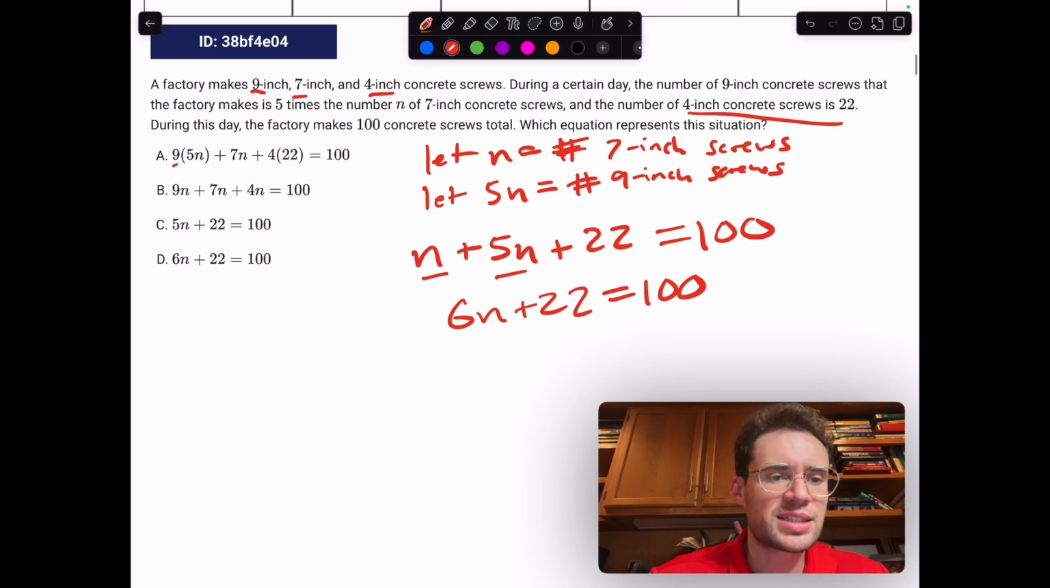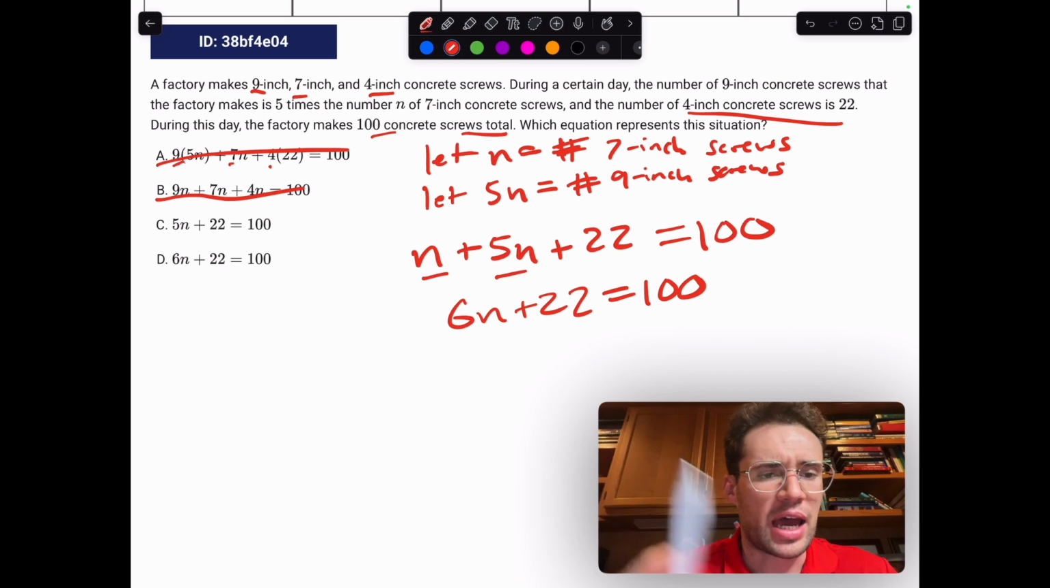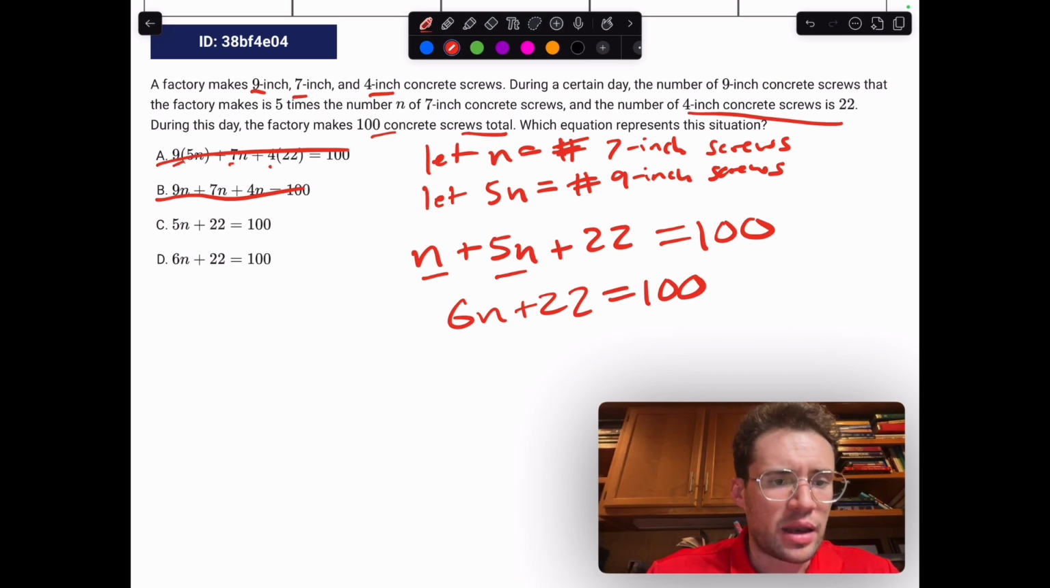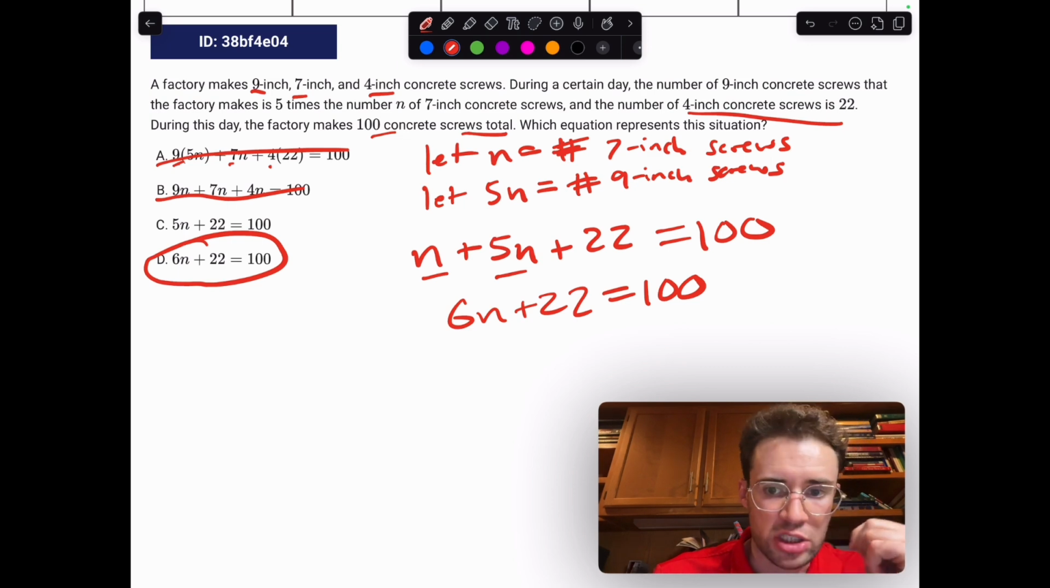Yeah, okay, this is multiplying it by 7 and 9 and 4. That would be if there were 100 total inches of screw, which would be a weird way for them to give you the information, but there are 100 screws, right? It has nothing to do with the length of the screws. So the 4, 7, and 9 don't actually mean anything for this equation, right? So you can eliminate that. I can eliminate that. That has nothing to do with it. And then, 6N. So the 5N is just forgetting to add in that extra N. 6N plus 22 equals 100.